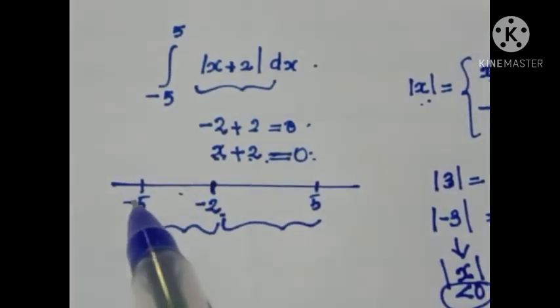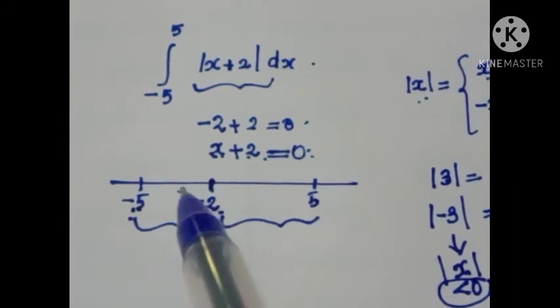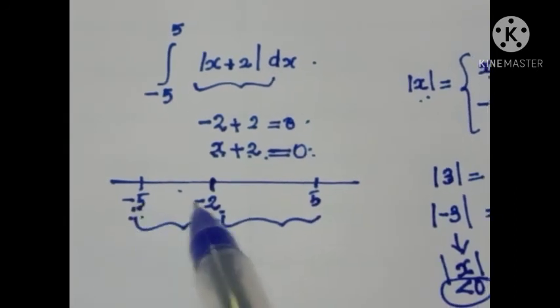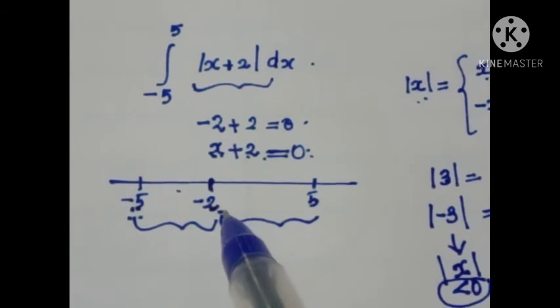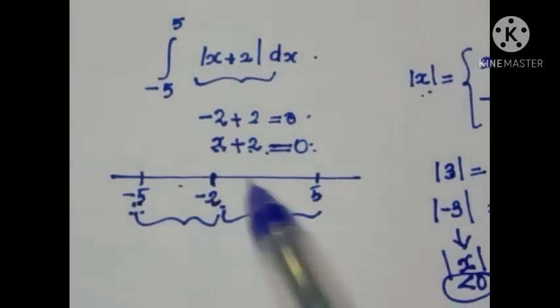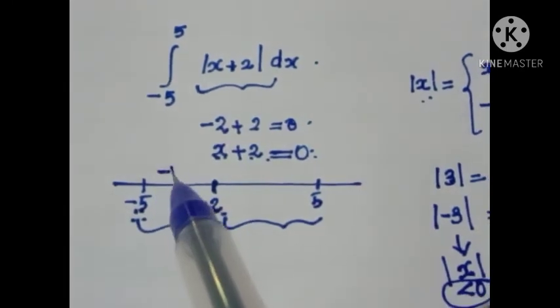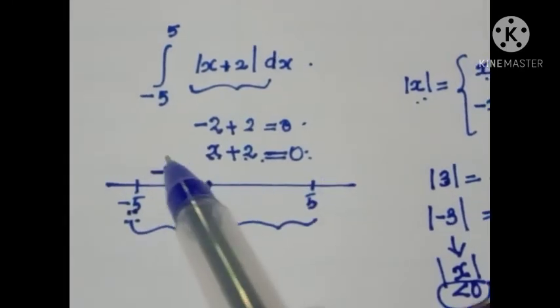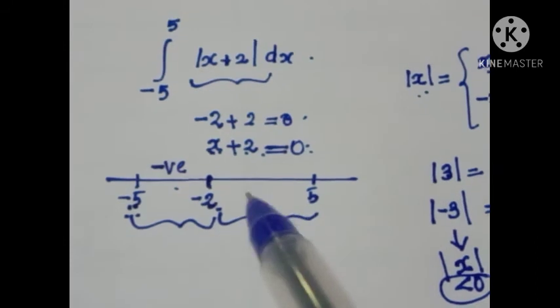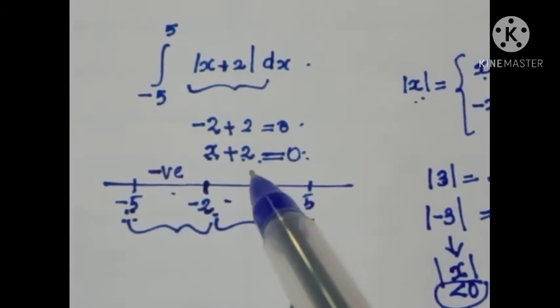So we divide the limits into two intervals. One is minus 5 to minus 2 and the second one is minus 2 to 5. In the first interval, the expression inside the modulus is negative, meaning all the x values make it negative. And in the second interval, all the values are positive.